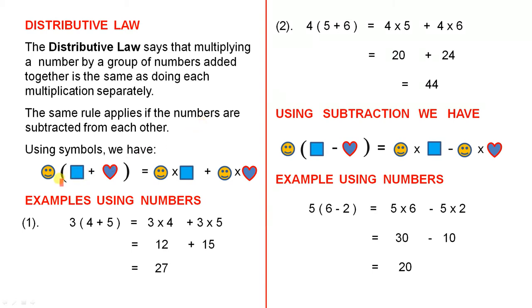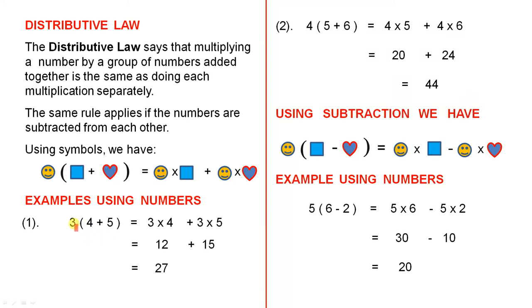So let's have a look at an example. If you multiply this smiley face by the addition of the square and the heart. See how they're inside? We've associated them together. So if you multiply the smiley face by the sum of those two, that's exactly the same as multiplying the smiley face by the square plus the smiley face by the heart.